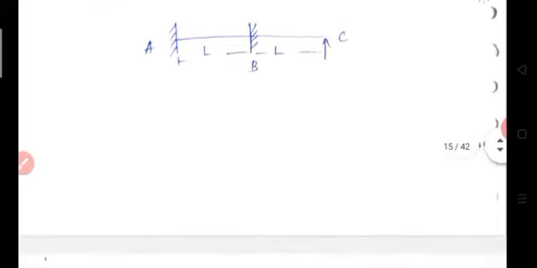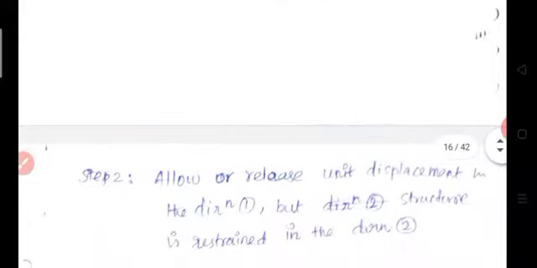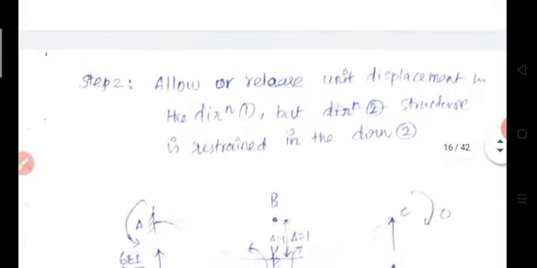Then the second step is to develop the first column of the stiffness matrix. It is a 2 by 2 stiffness matrix. So, in order to develop the first column of the stiffness matrix, we have to allow unit displacement in the direction 1 only, but the structure is restrained in the direction 2. First, direction 1 is the transverse displacement along y direction.